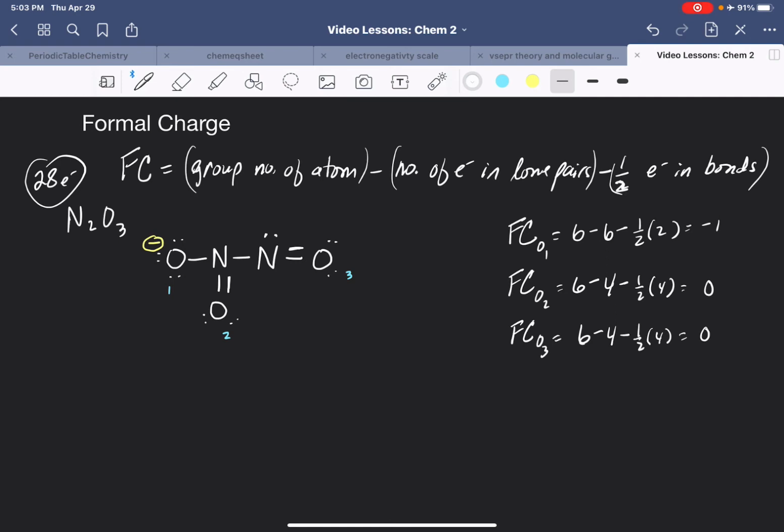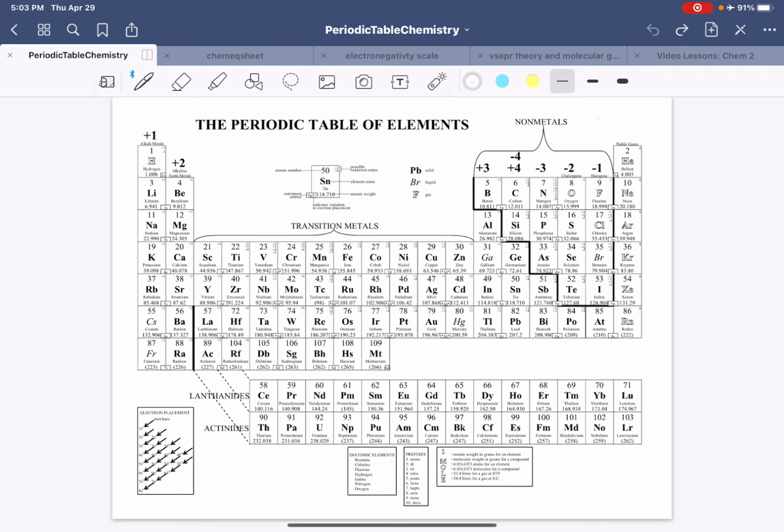So now we come over here and we want to do the formal charge on nitrogen. The nitrogens are bonded differently. So once again, I'm going to call this nitrogen 1. I'll call that nitrogen 2. So the formal charge on nitrogen number 1. Group number is 5. So remember the periodic table. So, right, we've got 2, 3, 4, 5. Group 5, right?